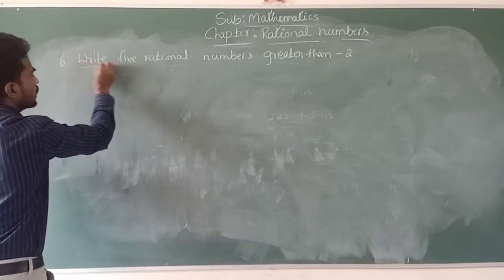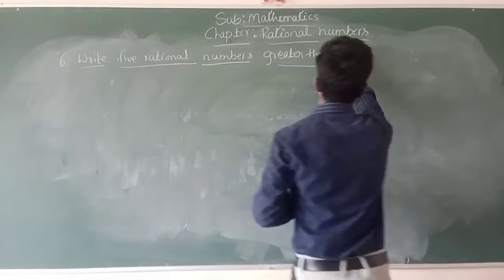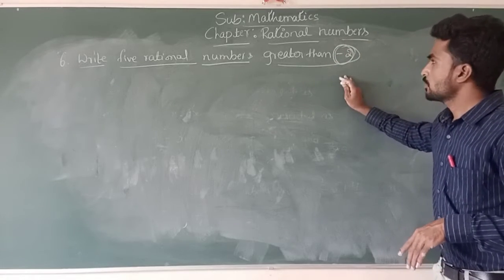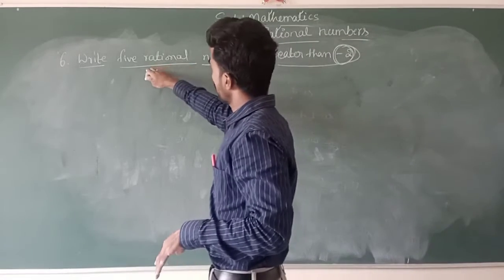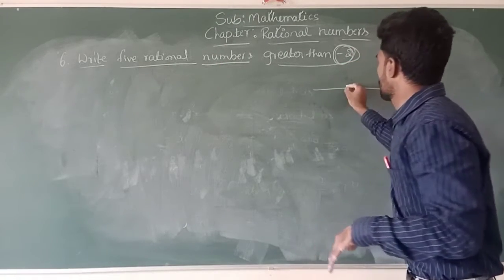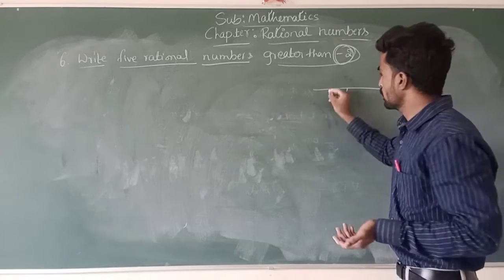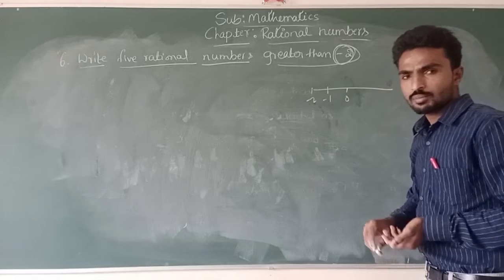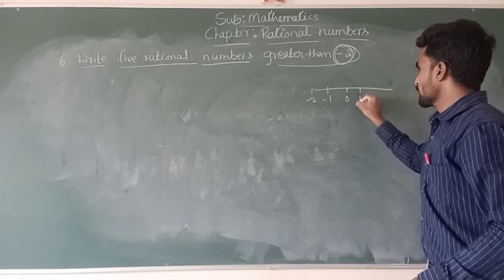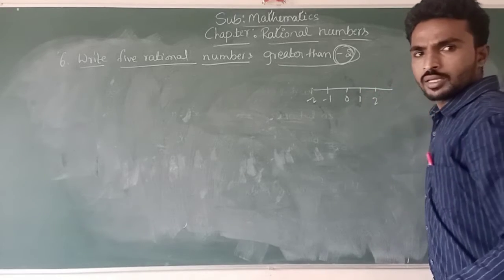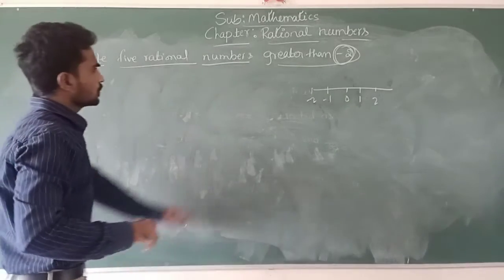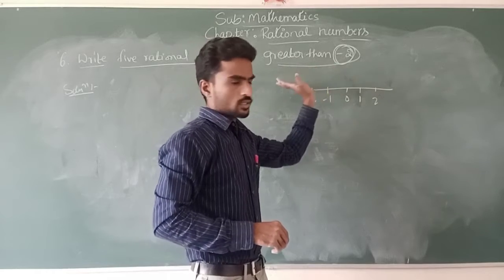In that they are given that write 5 rational numbers greater than -2. Here -2 is a negative integer. We can write the 5 rational numbers greater than this -2. In number line, here 0 is there. Left side to the 0, negative integers are there: -1, -2, -3, -4, etc. Right side to the 0, positive integers are there: 1, 2, 3, etc.